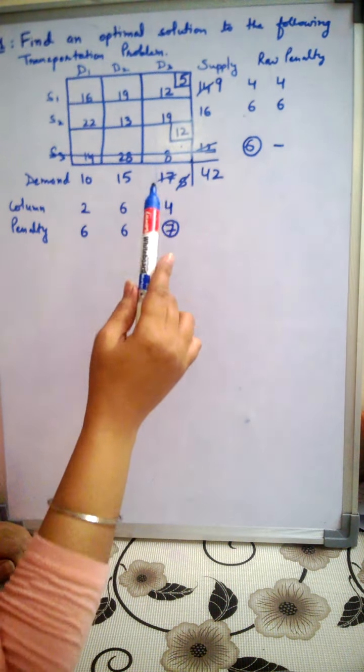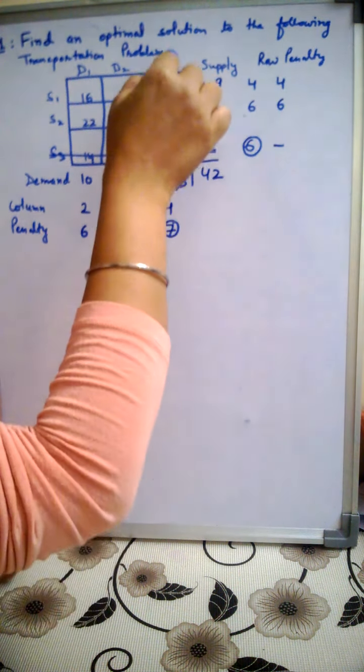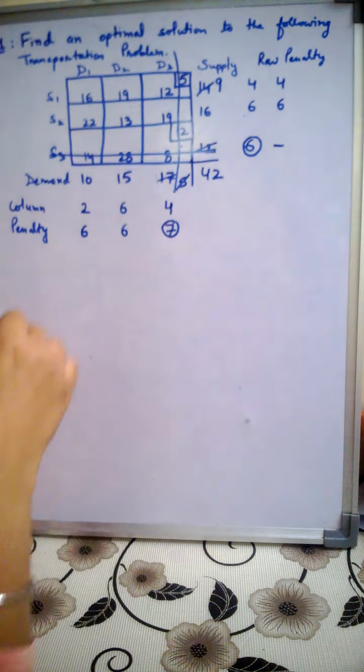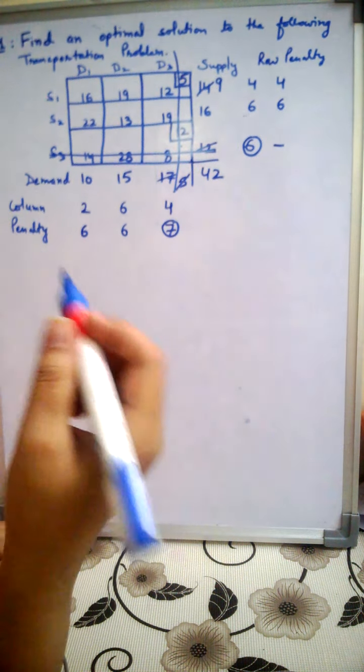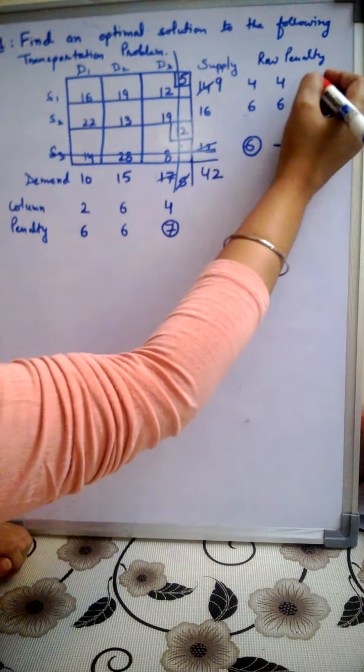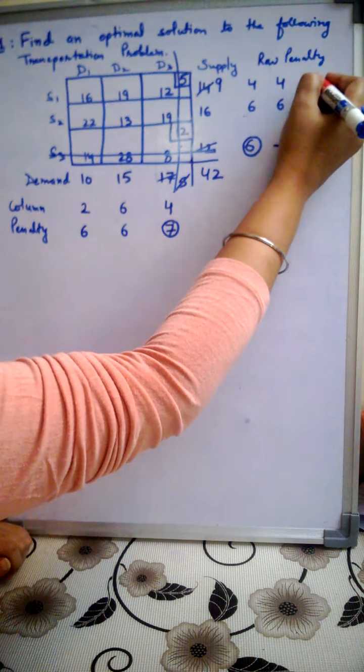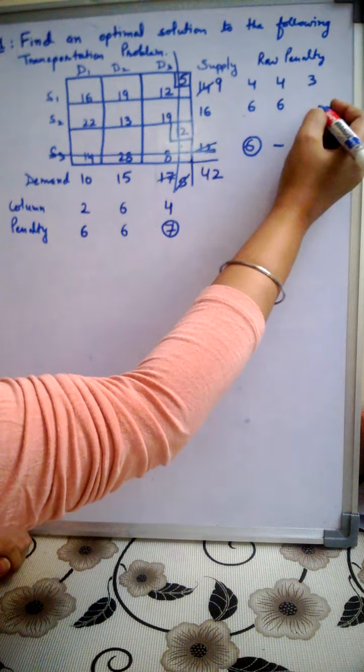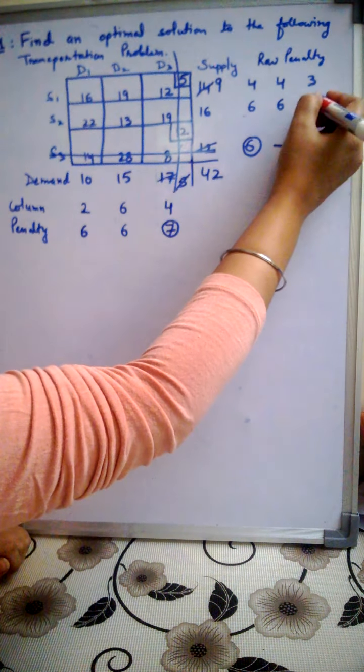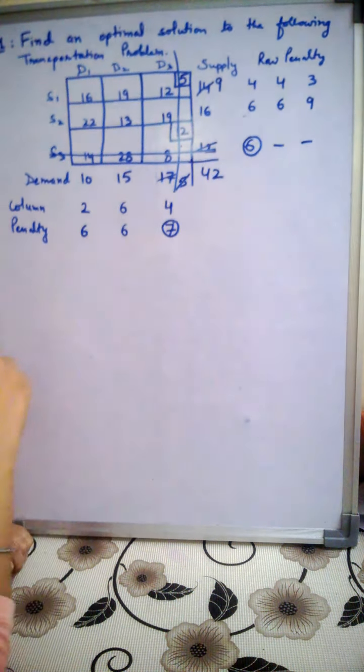Now at this step, since the demand at D3 is over, so we'll cancel off this column. Now we again find out the penalties. For first row the penalty is 3. For second row it is 9. Third row does not exist.